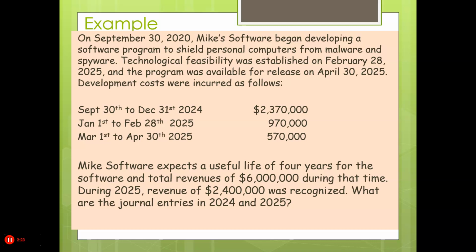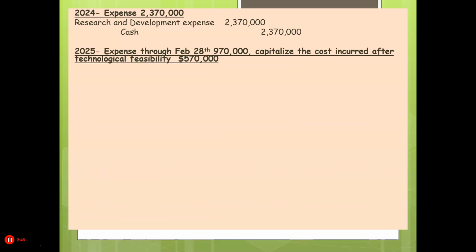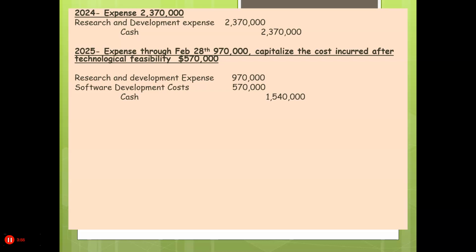So what are we going to do with these costs also? We have expected useful life of 4 years. We expect to make $6 million on revenue. And during 2025, we actually did make $2.4 million in revenue. Now, what are going to be our journal entries? Well, in our first year, we're going to expense the $2,370,000. In 2025, we're going to expense the $970,000 because that was before technological feasibility. And then we're going to capitalize the $570,000, which we incurred after we reached technological feasibility.